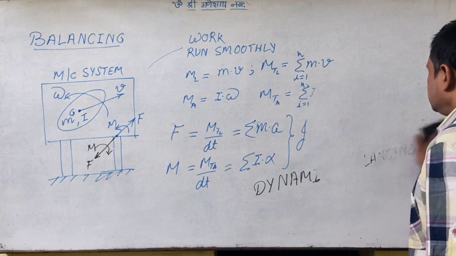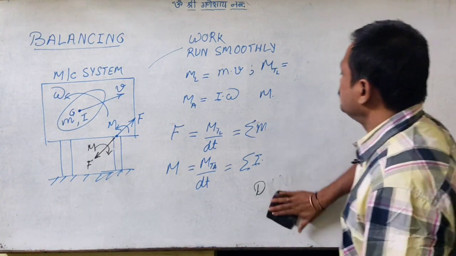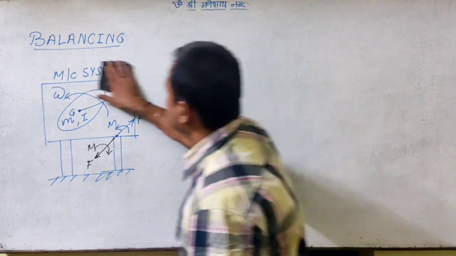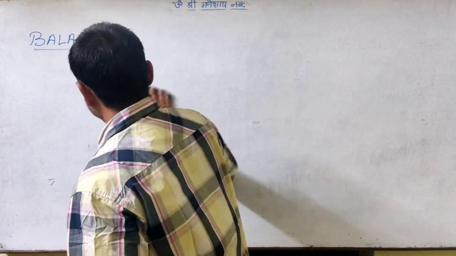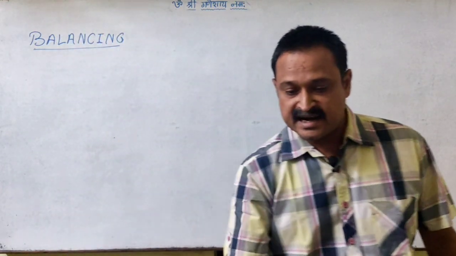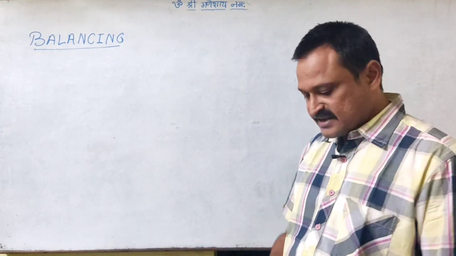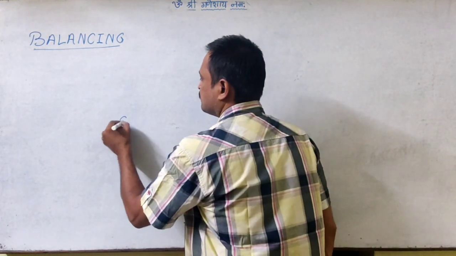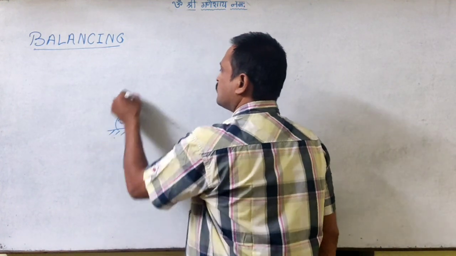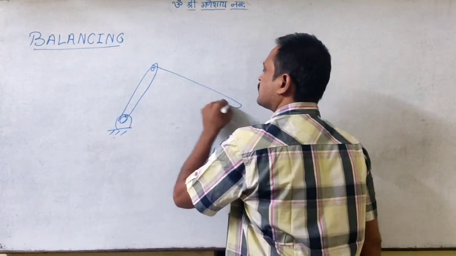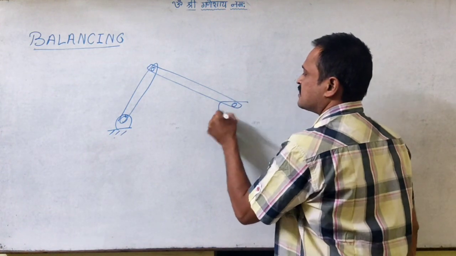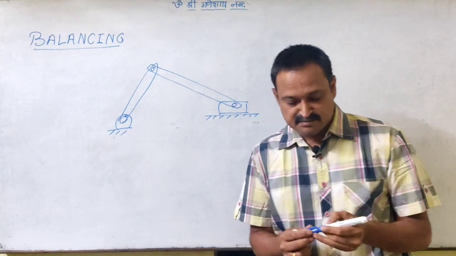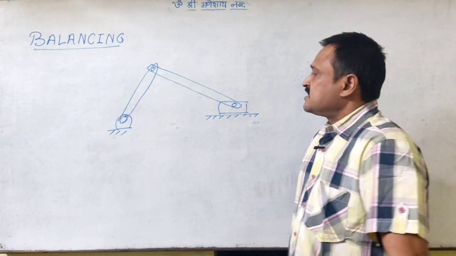So that is how we have to look into the system and try to take care of it or balance the system so that the system runs smoothly. Now let us try to understand with the help of an example. Most of our mechanical systems do have a slider crank mechanism. This is one of the best examples where we can understand.